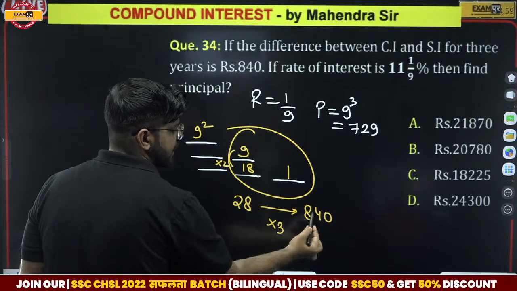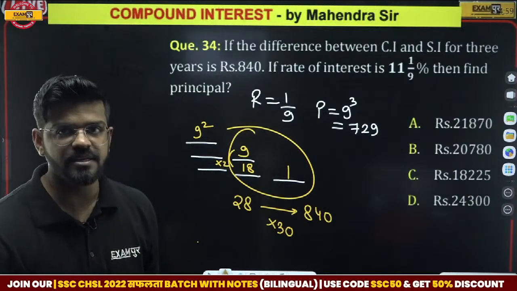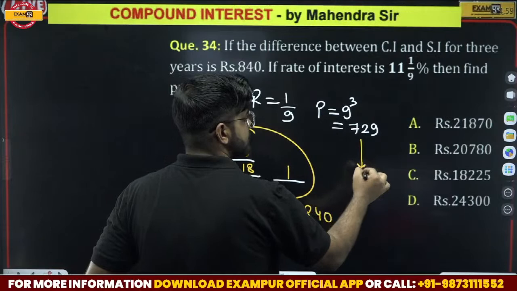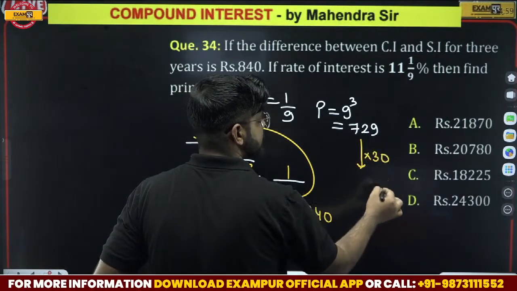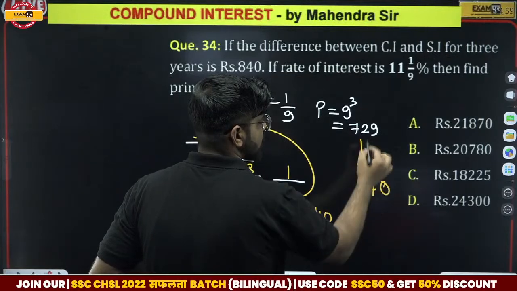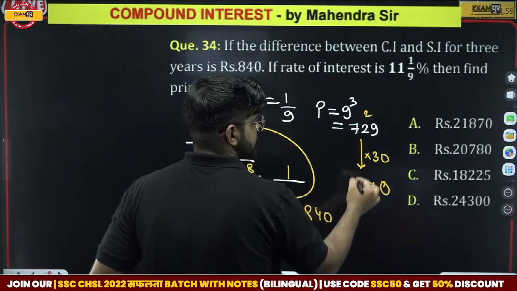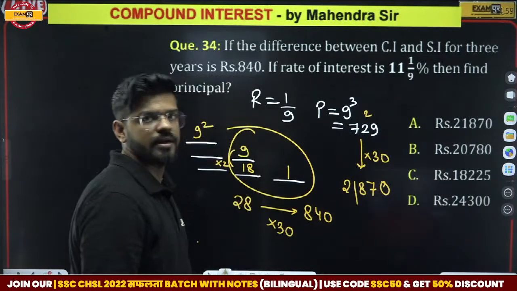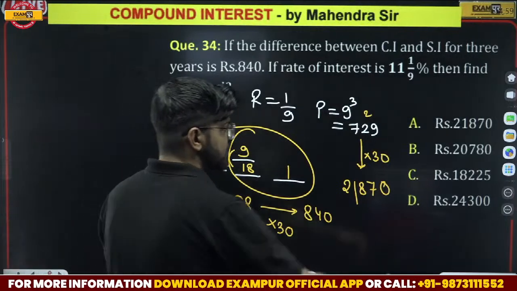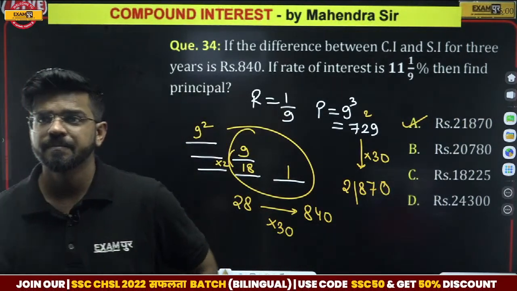Multiplied by 3, you will get 84 and 0, 30. So 30 is my multiplying factor. So just multiply by 30. So 0 is here. 3 9s are 27. Carry 2. 3 2s are 6, 8, 3 7s are 21. So 21870. Sam, absolutely correct. 21870, option number A is absolutely correct. Superb.